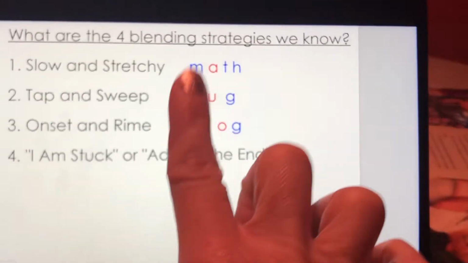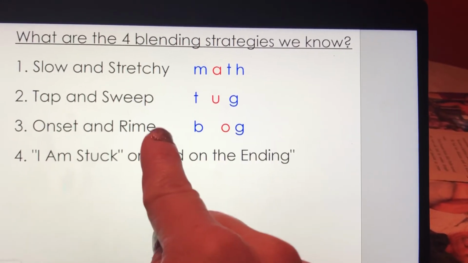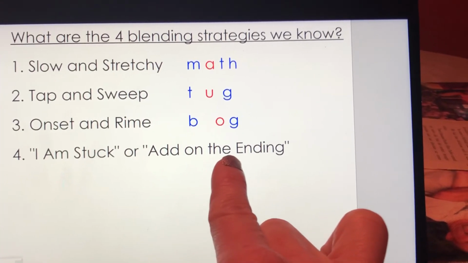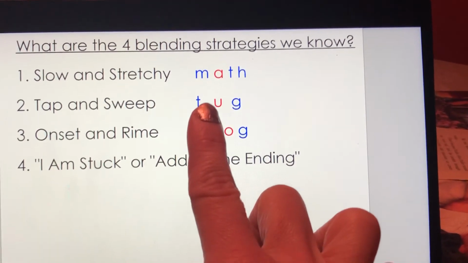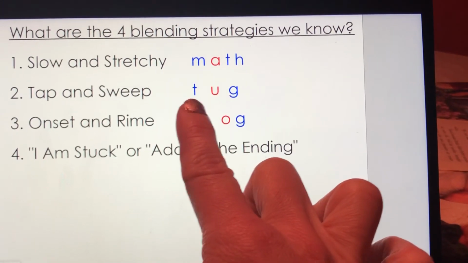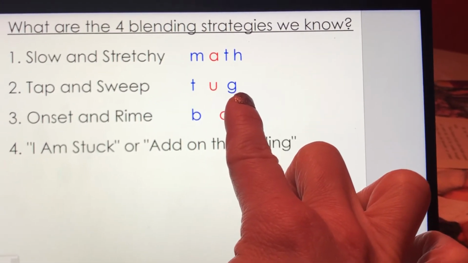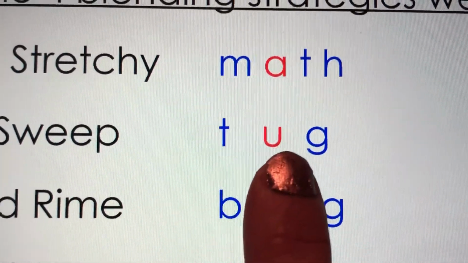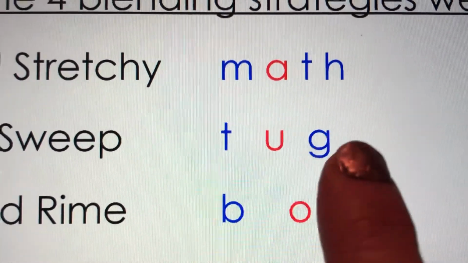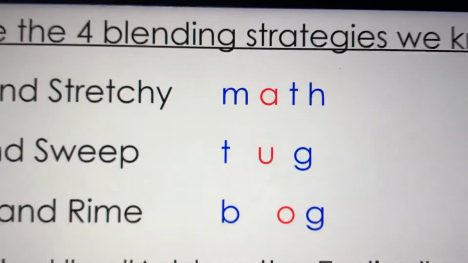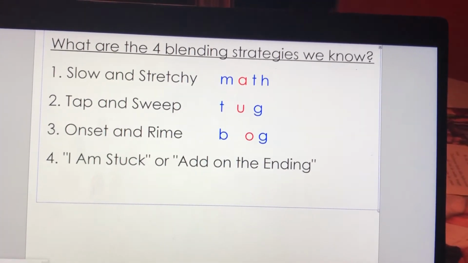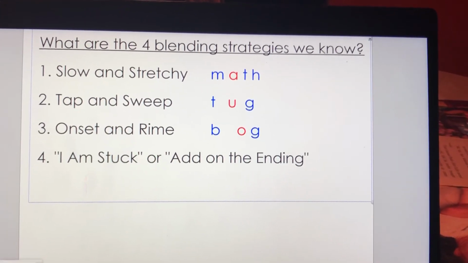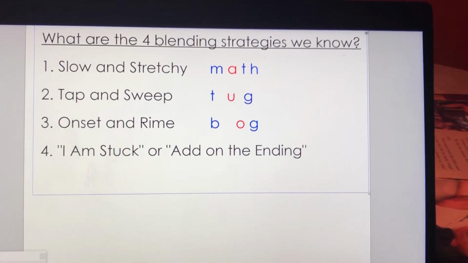Let's do that one. Og, bog. And then there's the I am stuck, or the add on the ending strategy, where you tap out the first 2 sounds, blend those together, say the 3rd sound, and blend the whole thing like this. Tug. Okay, excellent. So now you know the 4 blending strategies that we can use to help us blend the letter sounds to read the whole word.